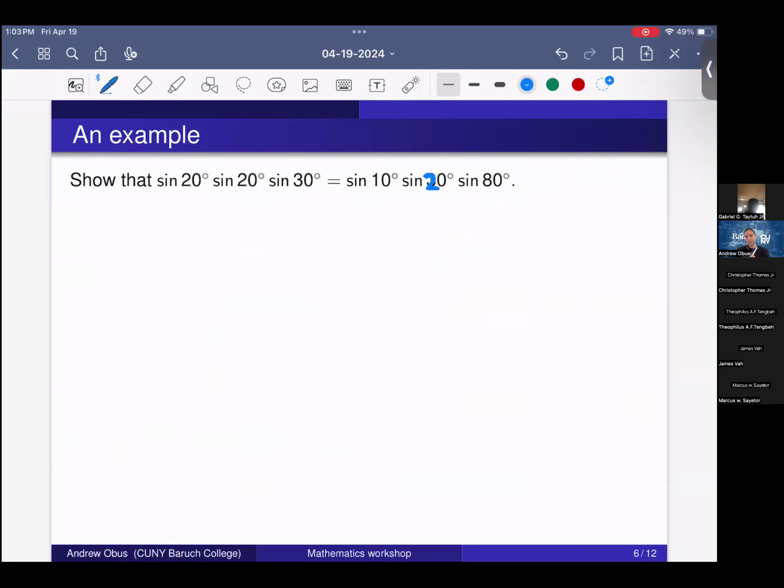This is a little bit hard because we don't know what sine of 20 degrees is, and we don't know what sine of 10 degrees is, and we don't know what sine of 80 degrees is. But I claim that knowing what we know about these double angle formulas that we just proved, we can answer this question without knowing any of those. So first of all, what's the first thing that we can do to simplify this equation?